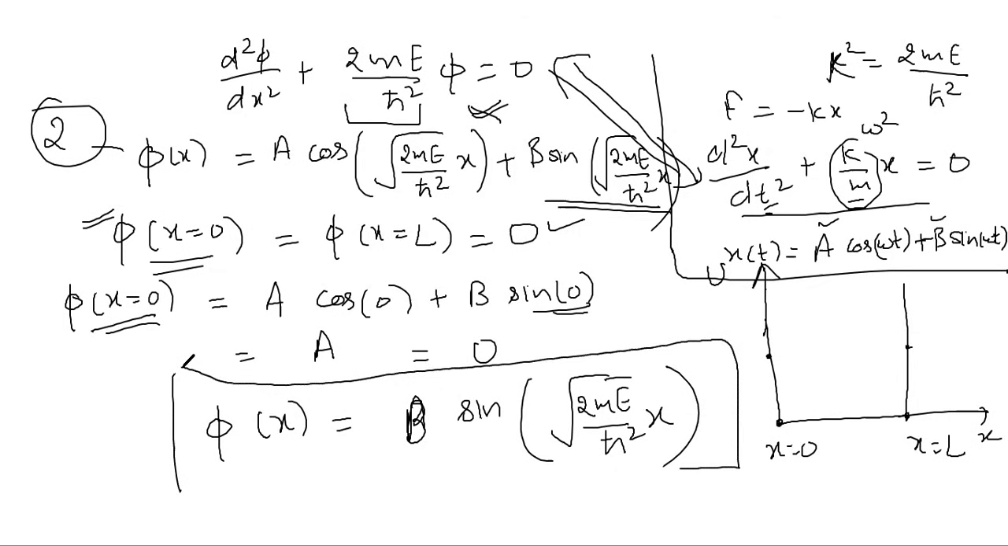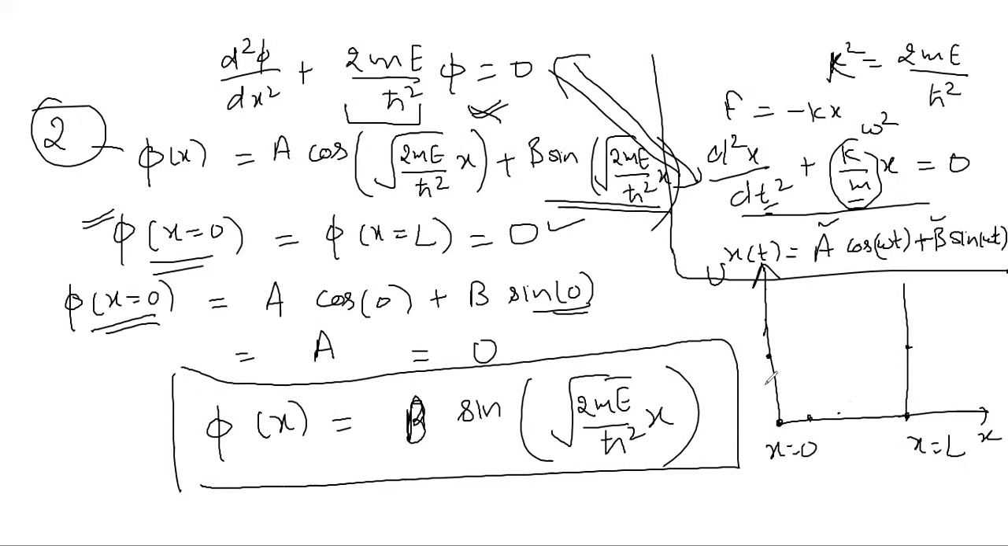Now we are only left with finding the value of b, because the energy will be known, the mass of the particle will be known, and x you will decide, at which value of x you want to find the wave function. So now we are left with the job to find out the value of b, and we'll do that in the next class. I'll stop here.